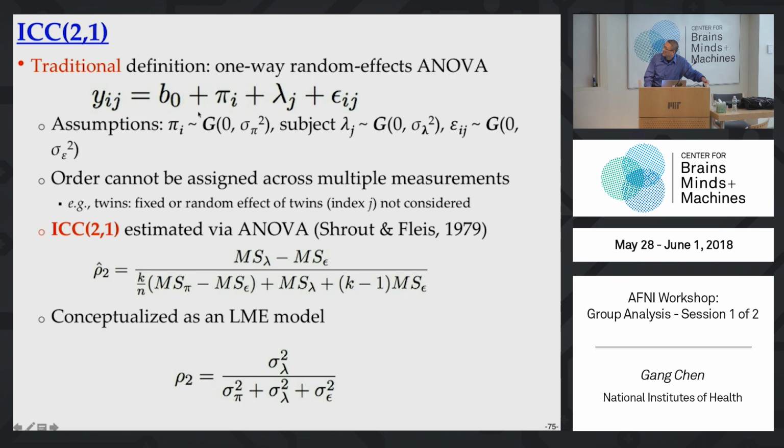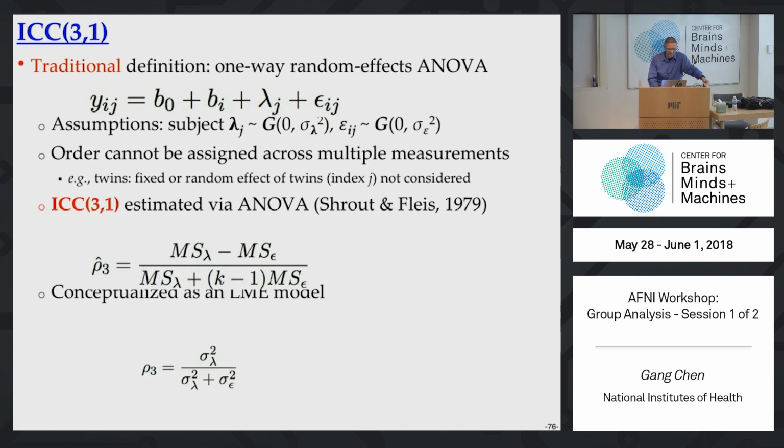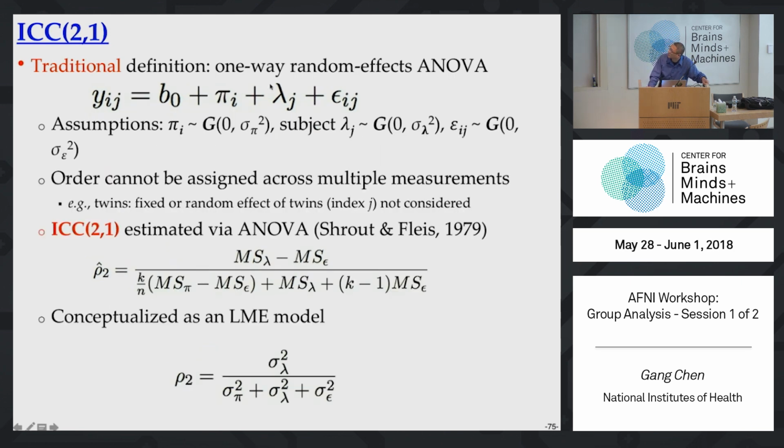So if we think of the situation as a model, we just have this. You can call it a one-way random effects ANOVA or linear mixed effects model. So that's the concept of intra-class correlation. Now ICC2,1 and ICC3,1. It's probably a typo here. It should be 2-way instead of 1-way, because this is subject and this is the session. Both are random effects. So you can think of this model as an ANOVA structure or as a linear mixed effects model.